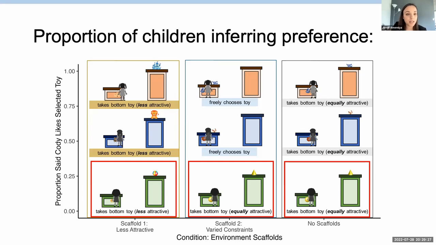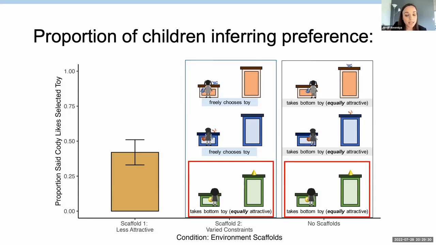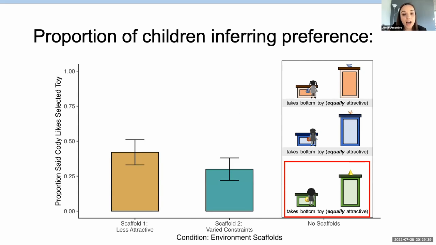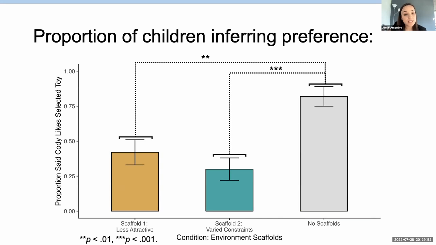So let's take a look at the first condition. Replicating the Pasowski finding, on average, children tend to refrain from inferring a preference when Cody takes the less attractive toy. And similarly, in the next condition, we find a similar pattern where children are refraining from inferring that Cody likes the selected toy. And now let's turn to the critical no scaffolds condition that removes both scaffolds. And we see that in contrast to previous literature, but in line with our hypotheses, many more children now infer that Cody likes what she took, despite the fact that she was clearly constrained.